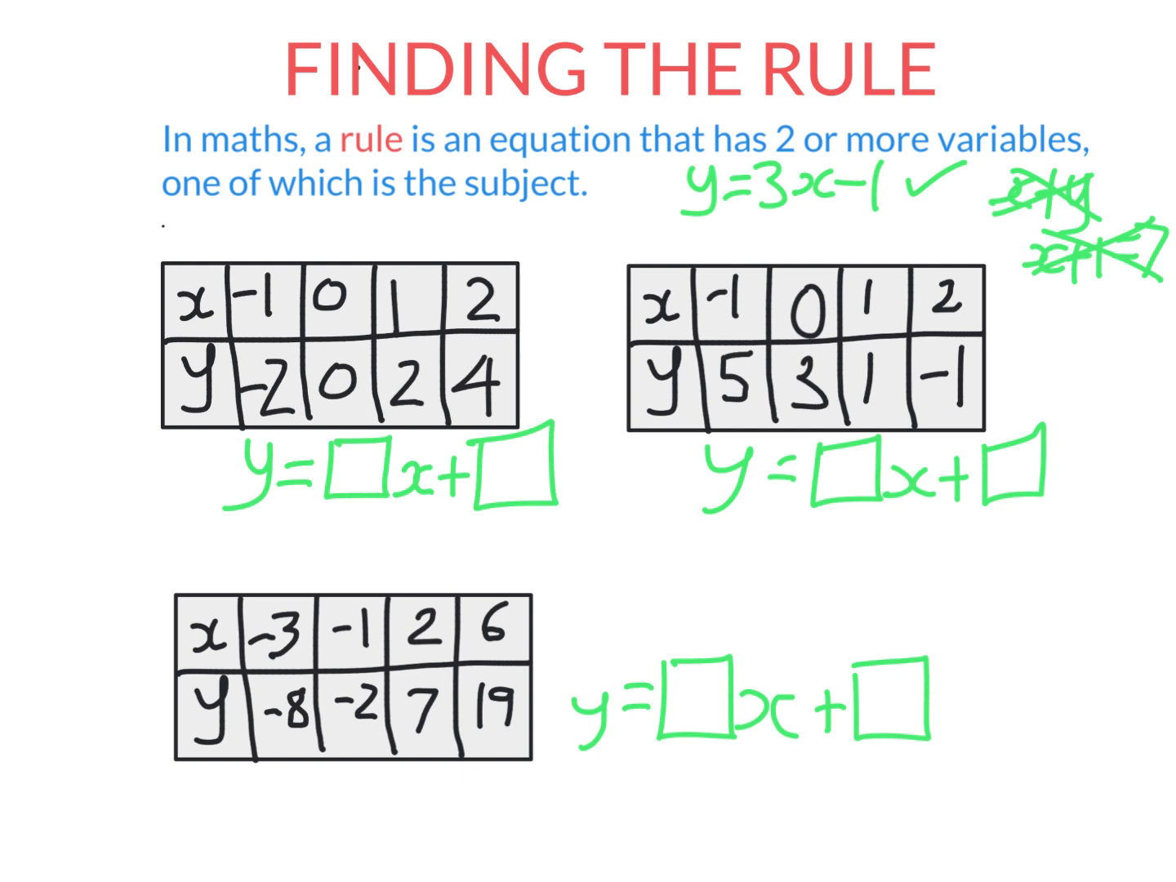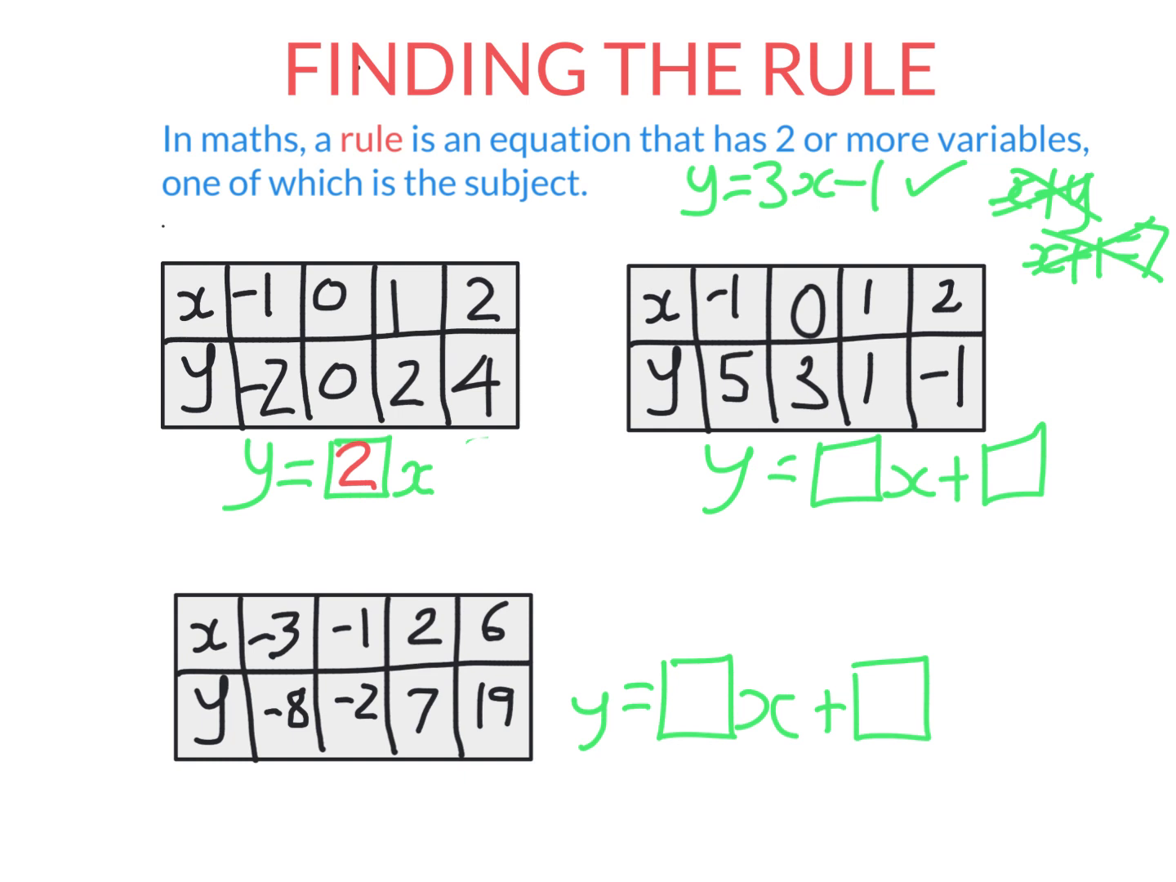Okay, so how do I find what goes in the box? Sometimes you'll just be able to see here. You might be able to see that the y value is always double the x value in this particular table. If you multiply the x value by 2, you get the y value. So this is just going to be y equals 2x or 2x plus 0. In this case, we don't really need to write the plus 0, so we'll get rid of that. So this is a rule because it is an equation that has two variables, one of which is the subject.